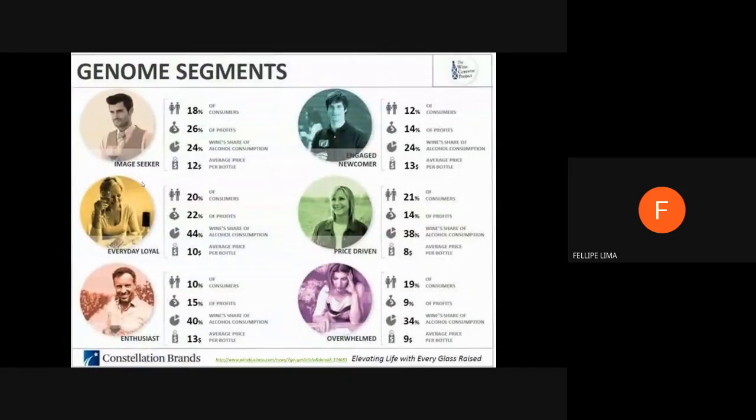Genome segments. That's another example just to show how complex segmentation can be. You can even think about personality traits: the image seeker, the engaged newcomer, the everyday loyal, the price driven, the enthusiast. I'm more about the everyday loyal.